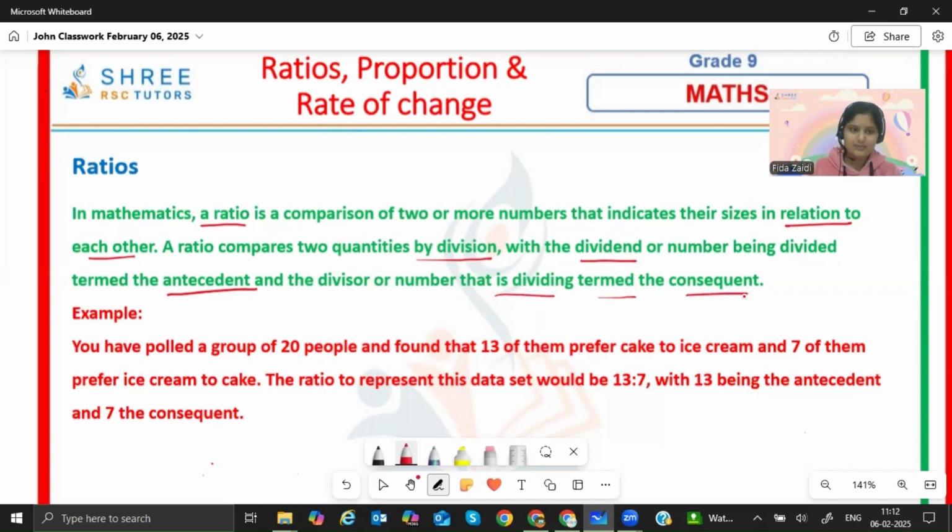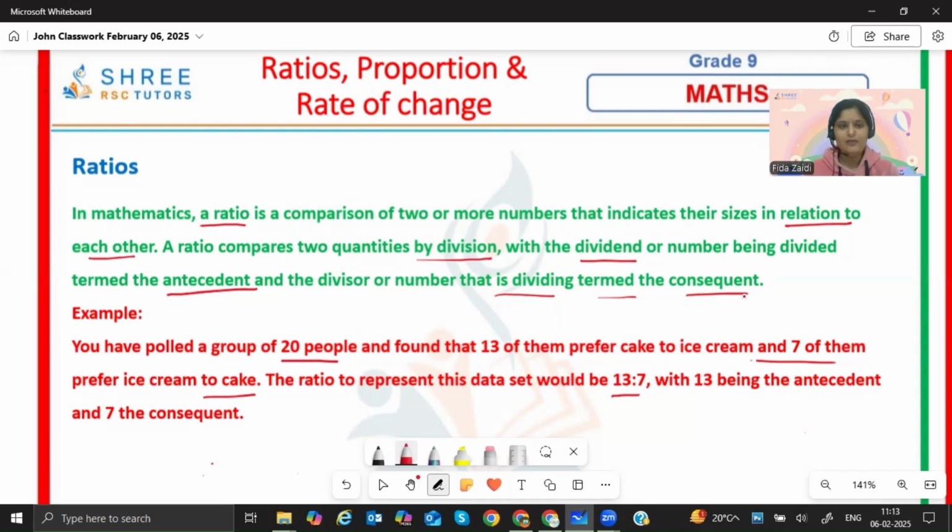So let's see the example. You have polled a group of people and found that 30 of them prefer cake to ice cream, and 7 of them prefer ice cream to cake. The ratio to represent this data set would be 30:7, with 30 being the antecedent and 7 the consequent. So let's see the actual definition of the ratio and what is the meaning of dividend, antecedent and consequent.